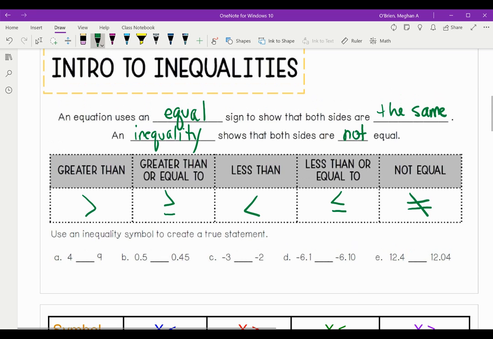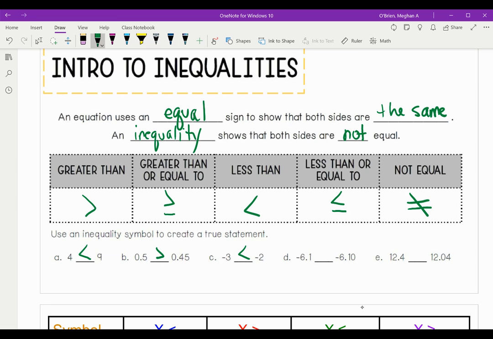So we use these symbols to compare numbers, right? And so real quick, we'll compare these numbers down at the bottom. 4 is blank to 9. Well, 4 is less than 9. 5/10 is what to 45 hundredths? Greater than. -3 is further away from 0 on the negative side, so it's less than -2. It's like worse, right? Losing $3 compared to losing $2.